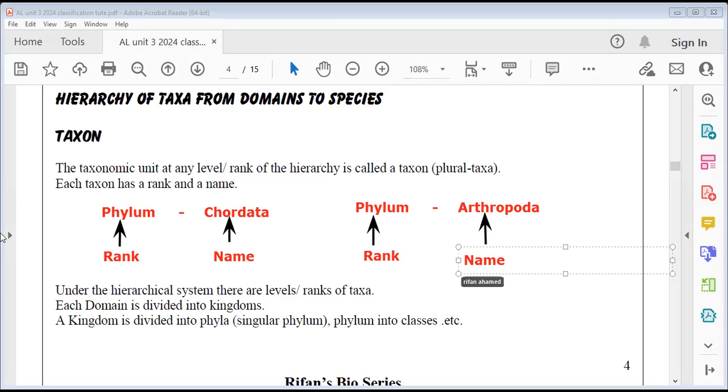Similarly, phylum is a rank. The name of the phylum of human is Chordata. The phylum of cockroach is Arthropoda. So Arthropoda and Chordata are equal in one thing. What is it? Both are phyla. Both are in the same rank. Understood? Good. Please place this one. That is why I have left a space in the tube.